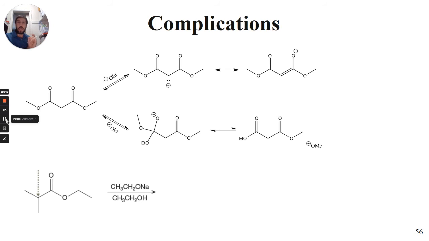So, big summary to our complications. We need the base that is used to match the ester leaving group. Has to be the same. And we need to ensure that our starting ester has 2 alpha hydrogens. If those conditions are met, then we can push through the Claisen. Okay?